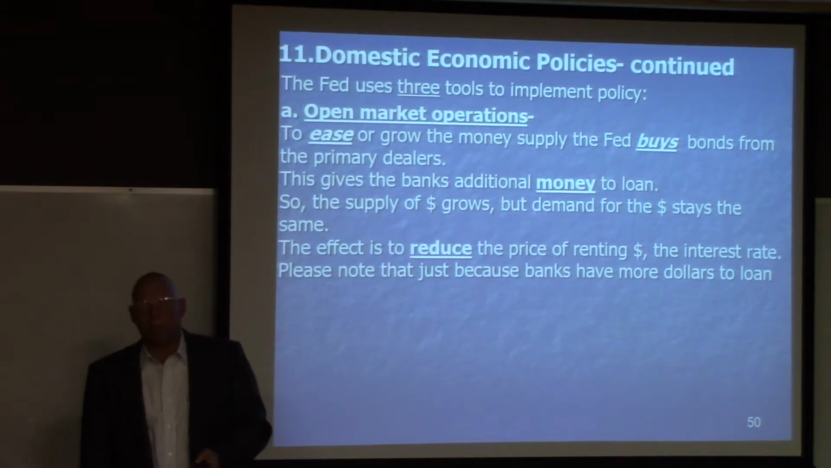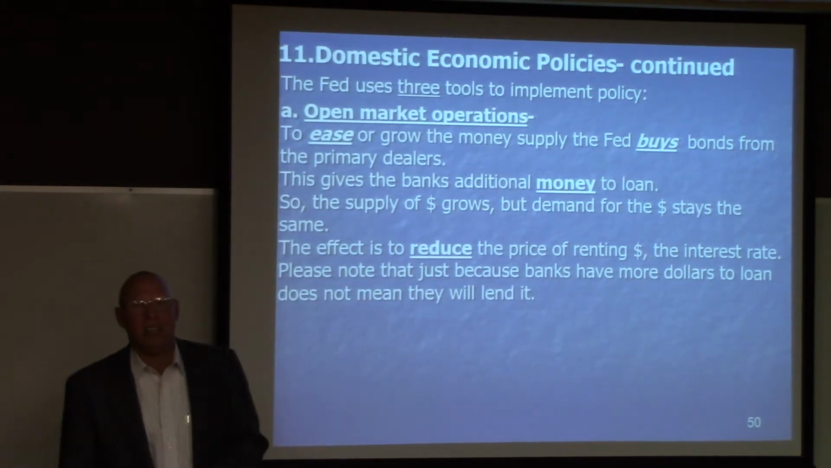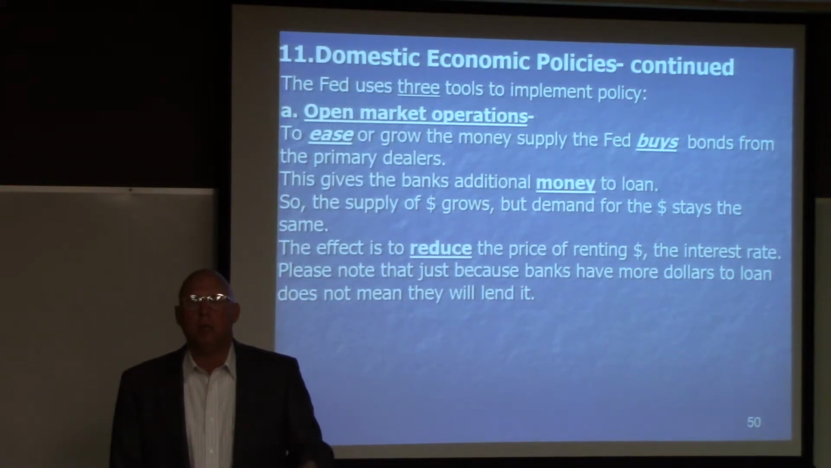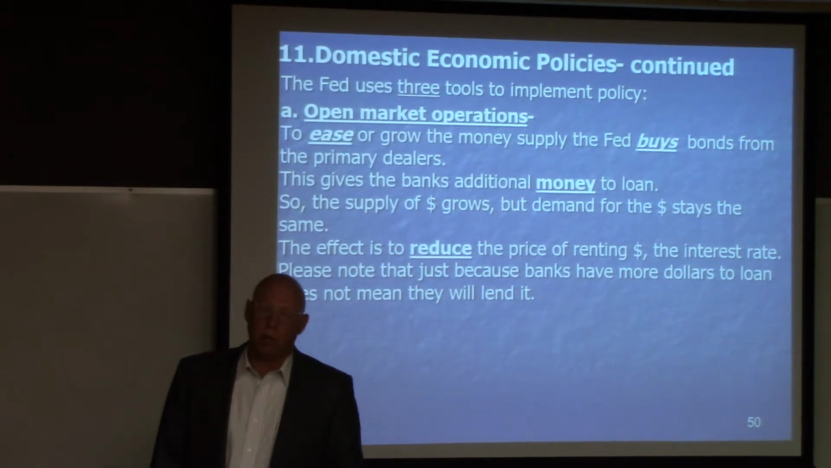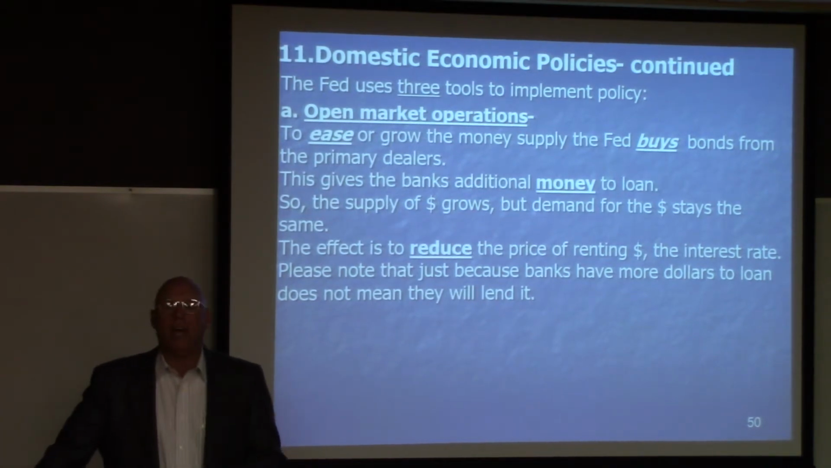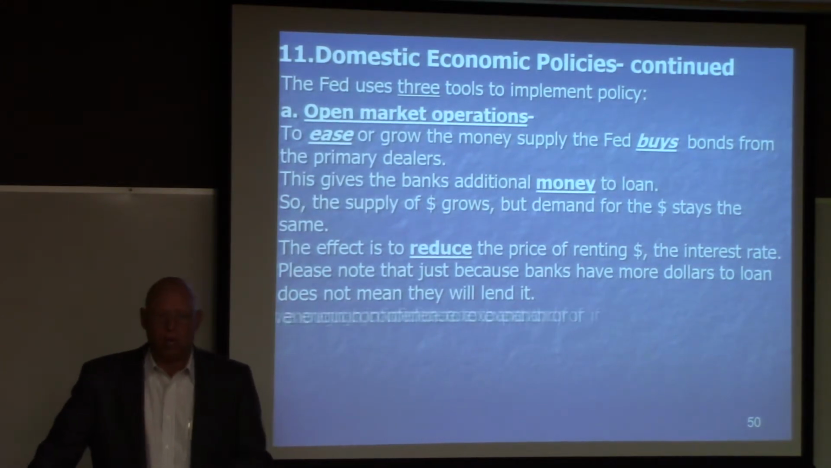Please note that just because banks have more dollars to loan does not mean necessarily that they will lend it. It really depends on the regulatory environment. Are the regulators pressuring the banks? So the Federal Reserve can be injecting money into the system, but the Treasury and other agencies in the federal government could be putting the squeeze on banks and telling them to cut back on their lending. So the Federal Reserve and those regulatory agencies need to work together to have the effect on lending that the Federal Reserve wants to have.